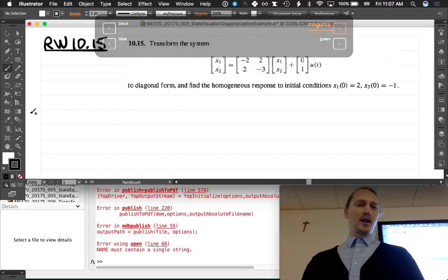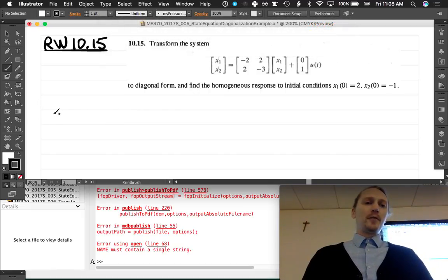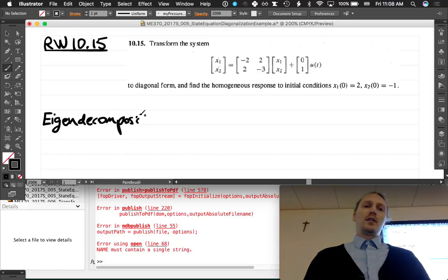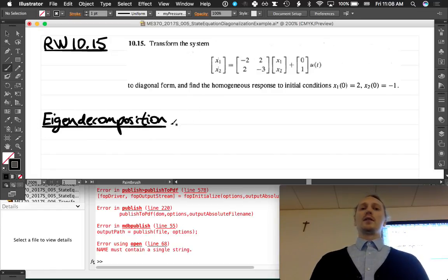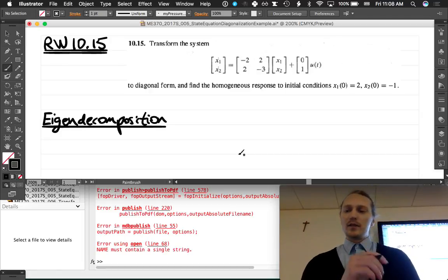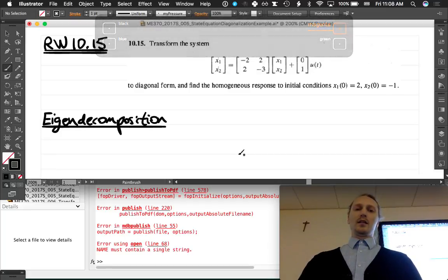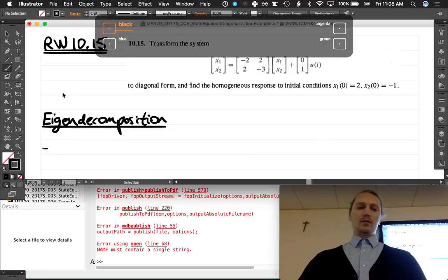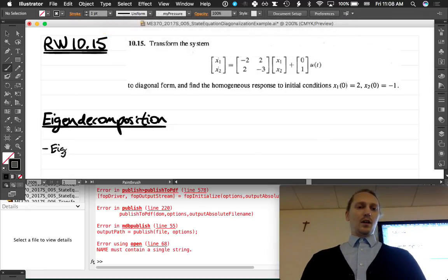All right, so let's go ahead and begin. We need to find the eigenvalues and eigenvectors first. Sometimes this is called the eigendecomposition, when we're finding the eigenvalues and eigenvectors that will give us the diagonalized form of the system. So let's do that. First thing is to find the eigenvalues.